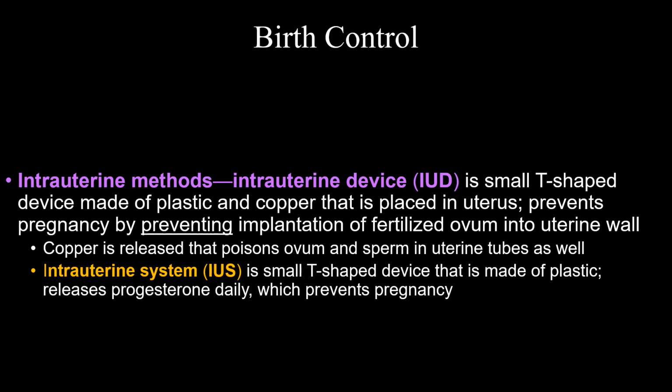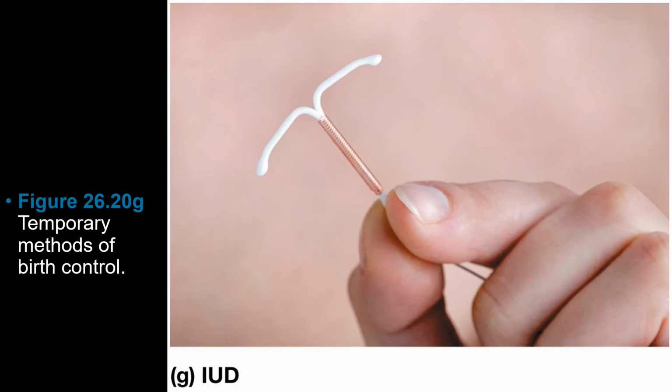Now, an intrauterine system is a small T-shaped device similar to an IUD, but it is only made of plastic and releases instead a small amount of progesterone each day that prevents pregnancy. And an IUS can remain in the uterus for approximately 5 years. And here you can see the wings of that IUD and the copper coil that wraps around the base of it.